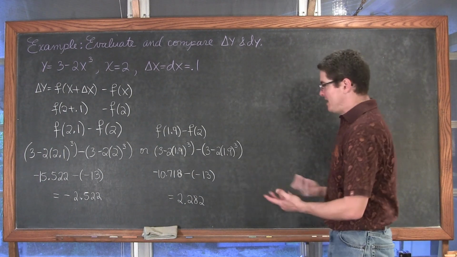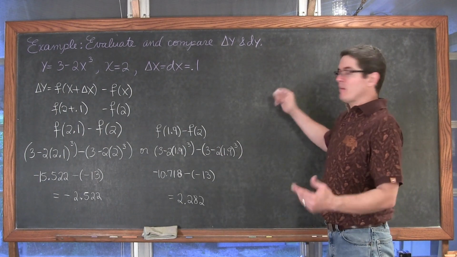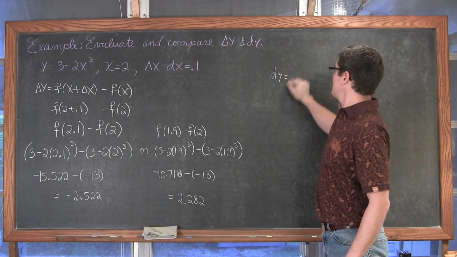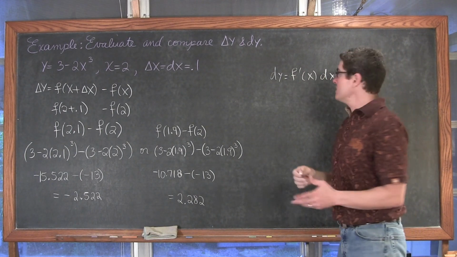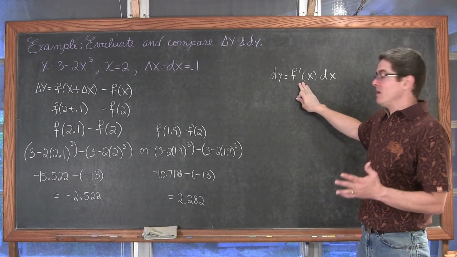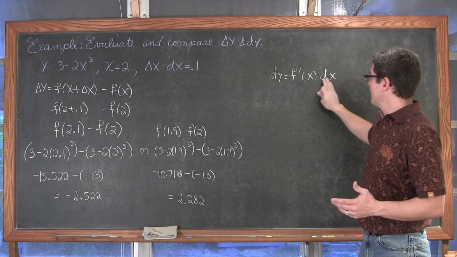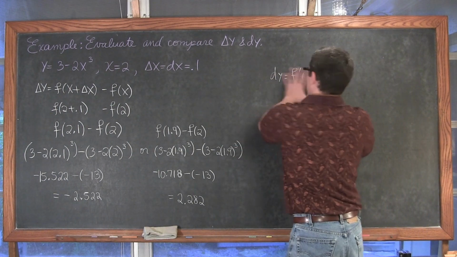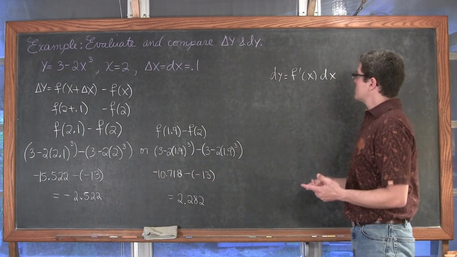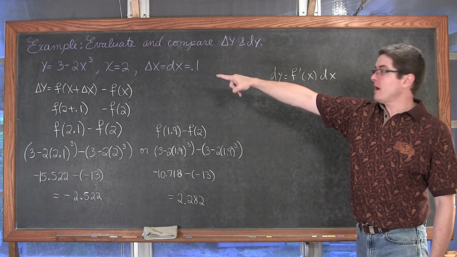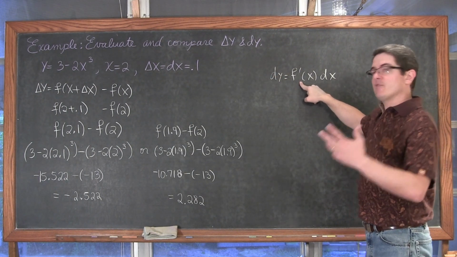Now, if we want to estimate that actual change in the function with the differential, then we need to remember that dy is equal to f prime of x dx. So we want to find the derivative of our function, and our dx again is 0.1, and we're going to work that out and see how close the approximated value is to our actual change.